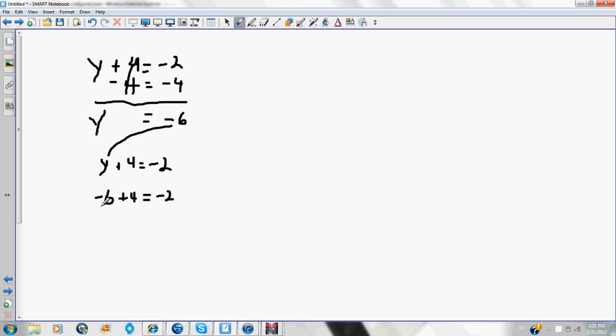Now, we've got a negative and a positive. Those are different signs. Remember, when you have different signs, you get the difference between the two numbers. The difference between 6 and 4 is 2, and you keep the sign of the larger number. In this case, it's a 6, so we keep the negative sign. So we get negative 2 is equal to negative 2, which is a true statement. And so we've worked our exercise correctly.